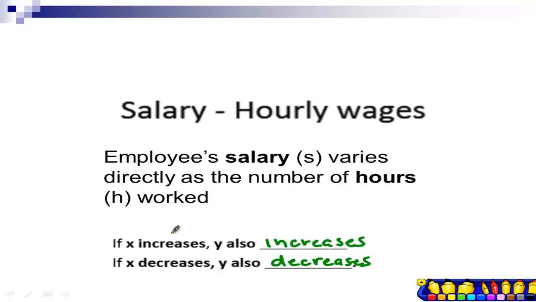That is, if one variable increases, then the other variable also increases. If one variable decreases, then the other variable also decreases. So in this example, the more hours given to an employee to work, the higher the salary they're going to get during payday. But if only a limited amount of time is given to the employee to work, then of course expect that their salary will be less compared to if they work more hours.